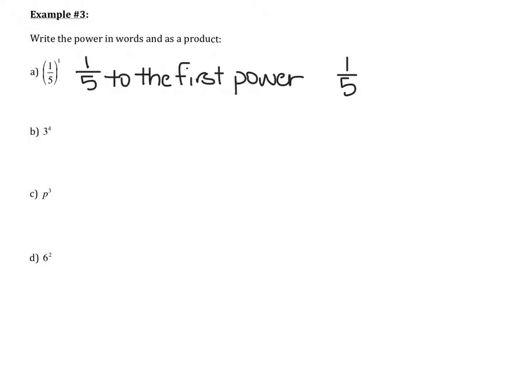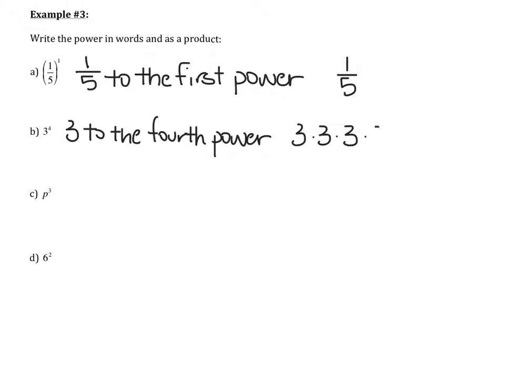If you look at part B, we have 3 to the 4th. So in words, that would be written as 3 to the 4th power, and as a product, again, that means to write it as a multiplication problem, that would be 3 times 3 times 3 times 3. So you can see there, we have 4 3s.